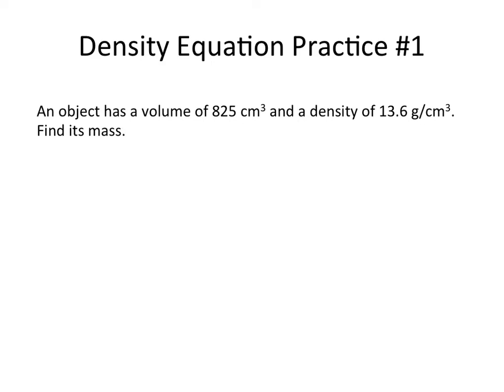They have told us that we have an object with a volume of 825 centimeters cubed and a density of 13.6 grams per centimeter cubed, and they want us to find its mass. Well, we know that the density equation looks like this, but they don't want us to solve for density. They want us to solve for mass. So we're going to cross multiply. Remember, DV equals M.